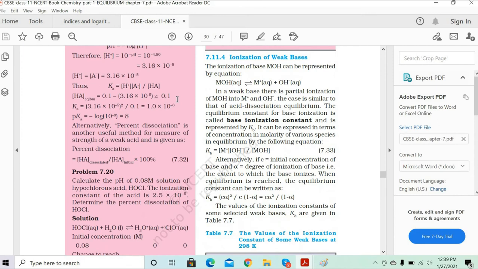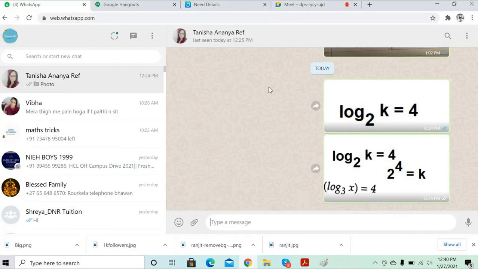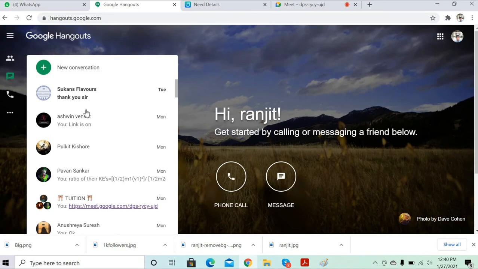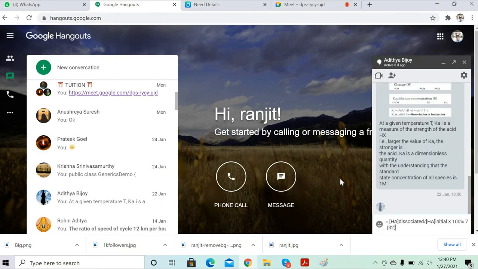Yes, sir. Okay, one more thing here we need to understand: what is called percentage dissociation. How to find the percentage dissociation? That was not given. Sometimes this concept is given in terms of the problems only. The percentage dissociation is another useful method for measuring the strength of the weak acid and is given by how much HA is dissociated divided by the original value, times 100. Got it? Equation 7.32. Write down this equation 7.32. That is useful for you.